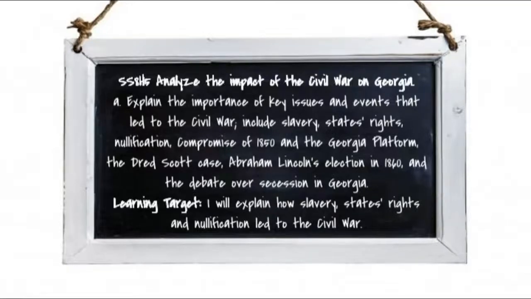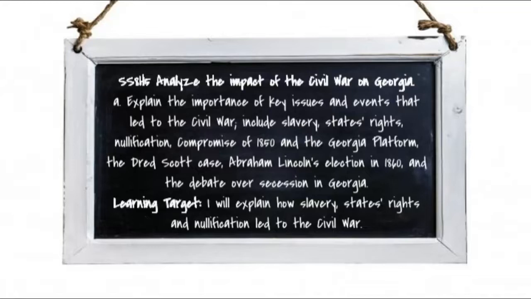SS 8H5. Analyze the impact of the Civil War on Georgia. Element A. Explain the importance of key issues and events that led to the Civil War. Include slavery, states' rights, nullification, Compromise of 1850, and the Georgia Platform, the Dred Scott case, Abraham Lincoln's election in 1860, and the debate over secession in Georgia.